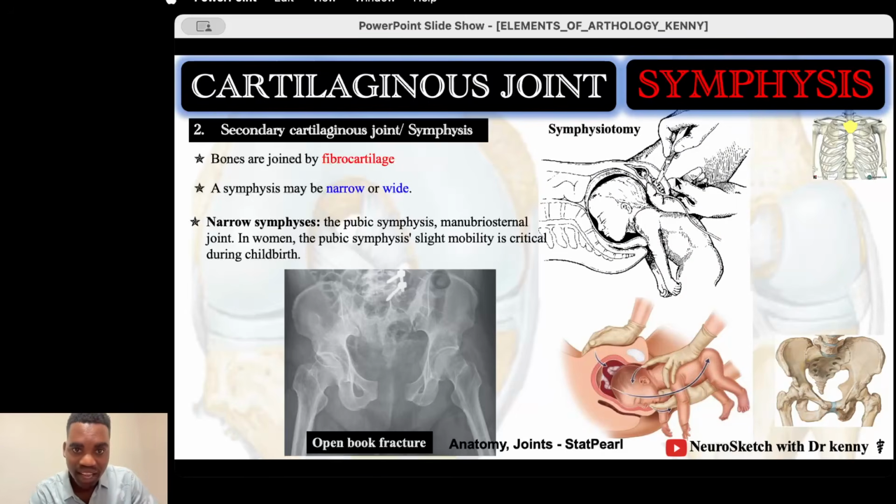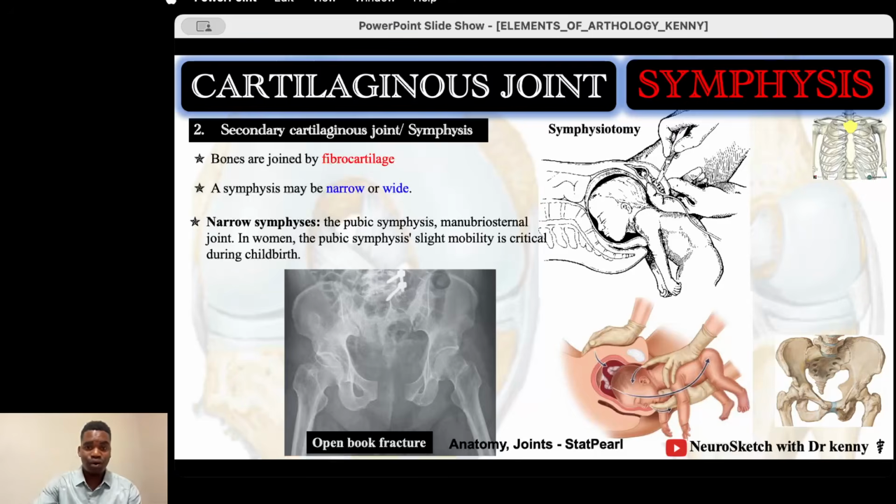This process is known as symphysiotomy. It was practiced back in the years, but nowadays it is not, because of the rising number of cesarean deliveries. It's far better to do a cesarean delivery, avoiding all these complications. So that was the narrow symphysis.